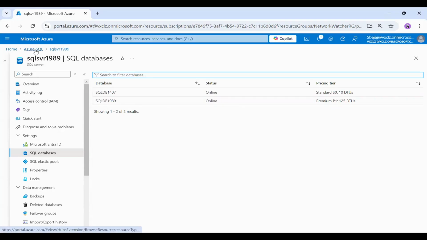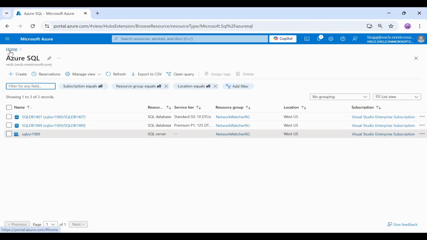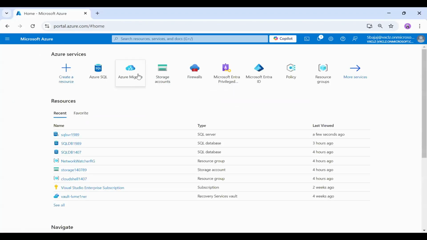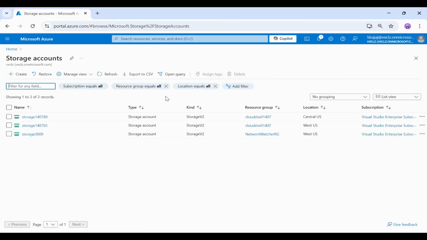Now there was a talk about storage accounts. Let's go back to the storage accounts and have a look at them. Now, the storage accounts that I have created are in different resource groups. I've created 3 storage accounts. 2 of them are in a different resource group than the one where the Azure SQL Server is hosted.